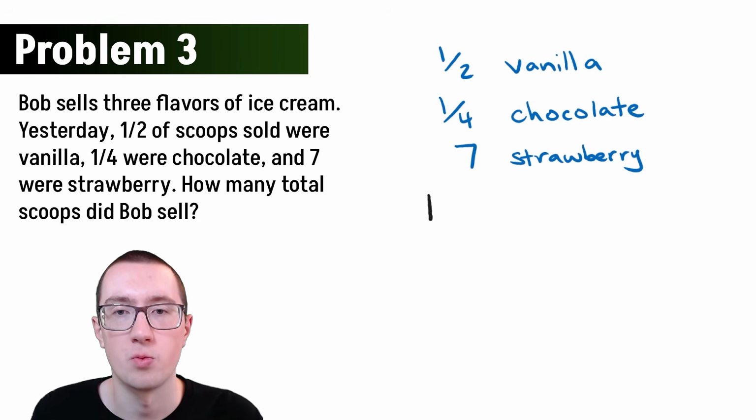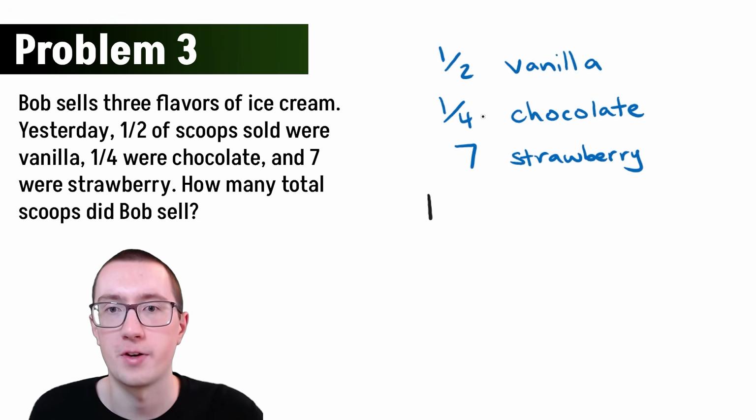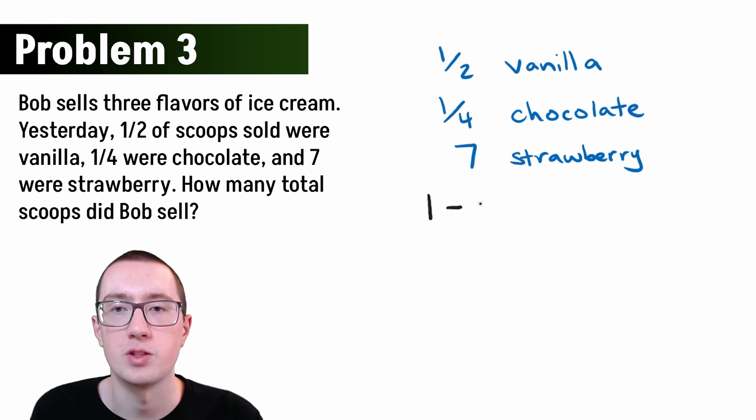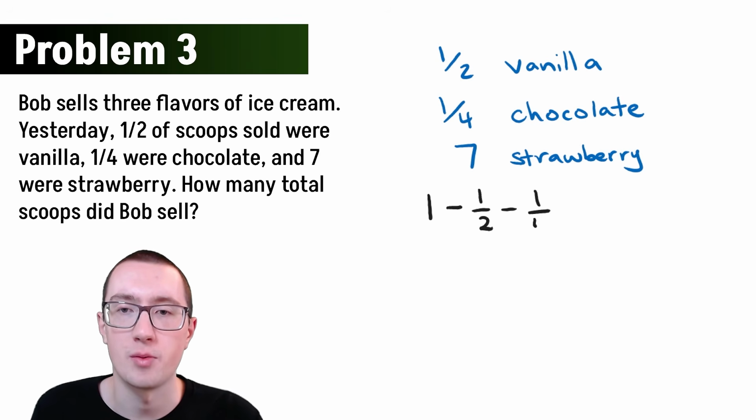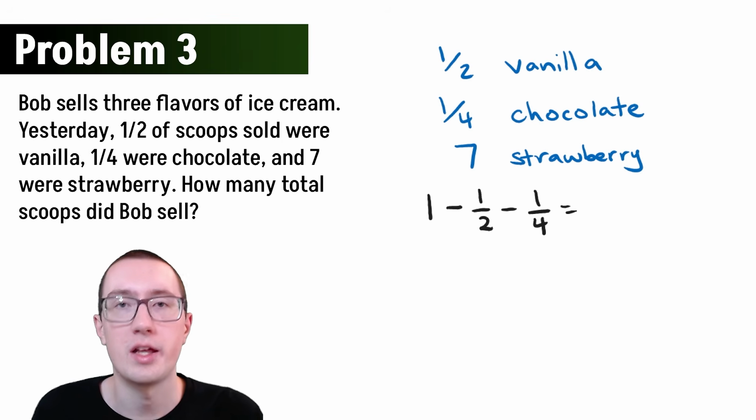Well, let's start with 1, right? 1 is the total of all the fractions. And then 1/2 is being taken up by vanilla, and then 1/4 is being taken up by chocolate. So what's left for strawberry?